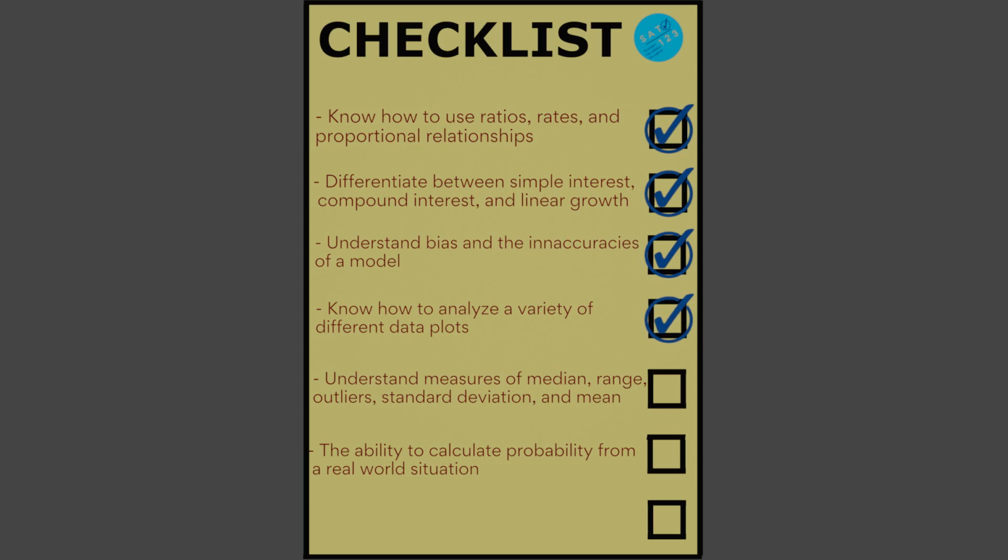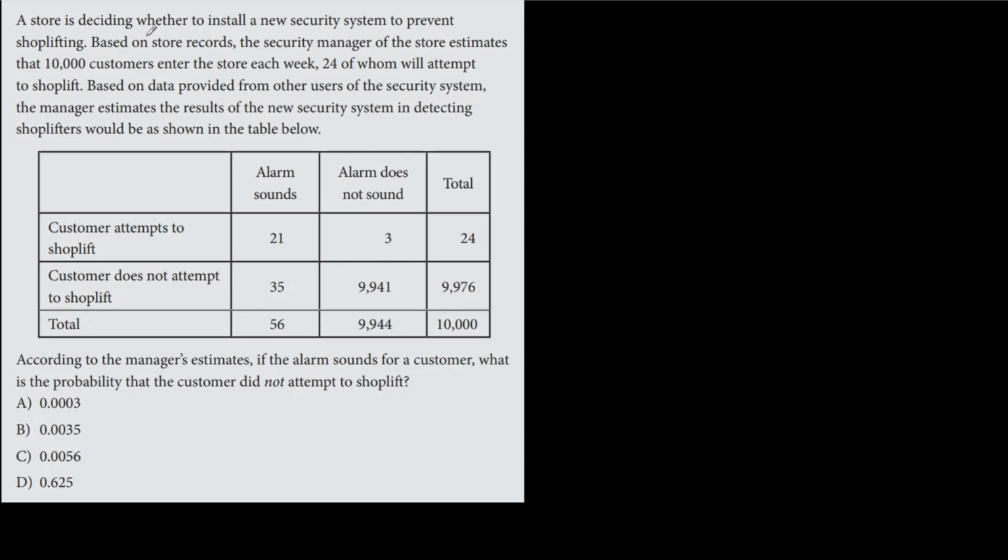Phew, we got through a lot, but now we have one last point: the ability to calculate probability from a real-world situation. A store is deciding whether to install a new security system to prevent shoplifting. Based on store records, the security manager estimates that 10,000 customers enter the store each week, 24 of whom will attempt to shoplift. Based on data from other users of the security system, the manager estimates the results of the new security system in detecting shoplifters would be shown as in the table below.